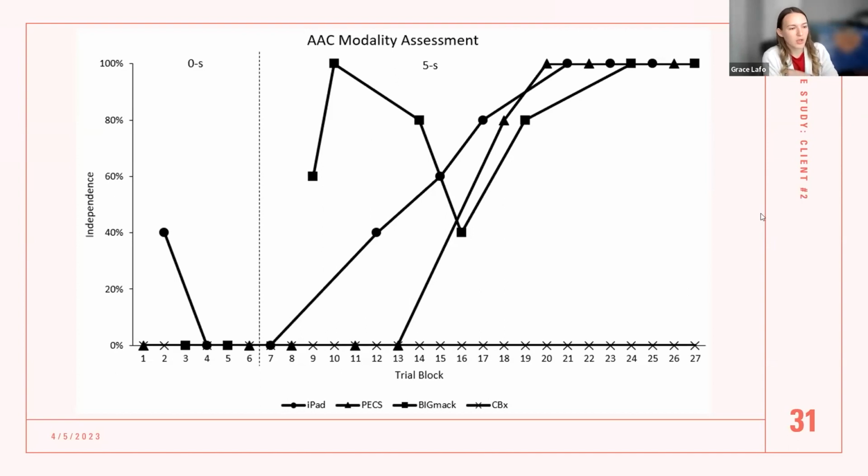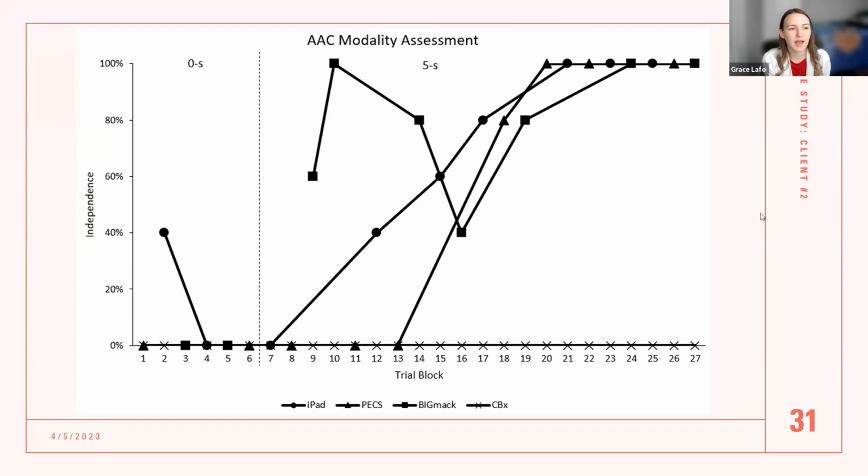We can see that he had a very steady trend with iPad and PECs, where the iPad is the circles and PECs is the triangles. With Big Mac, it was a little bit all over the place, a lot more fluctuation. At the 18th trial block, we were very concerned because we almost eliminated PECs, since we didn't see any independent responding until then. And then on trial block 18, he walked up to the PECs book, grabbed the picture and handed it to me without any prompting. Sometimes he likes to keep us on our toes.